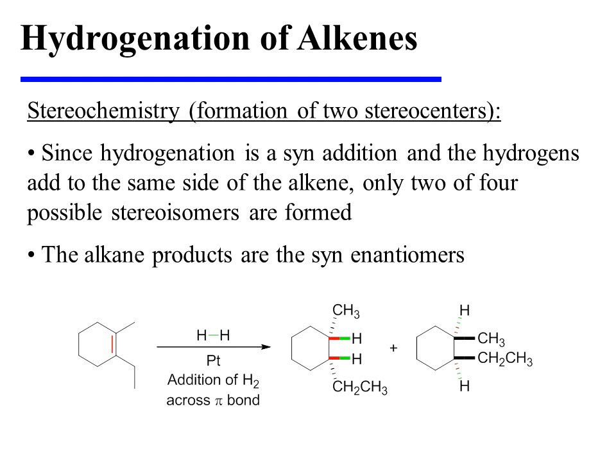In this specific example, though, two stereocenters will be formed as a result of the reduction. Since hydrogenation is a syn addition and the hydrogens add to the same side of the alkene substrate, only 2 of 4 possible stereoisomers are formed. And they are the syn enantiomers, in which both of the new hydrogens have added either from above the alkene substrate or from below the alkene substrate.